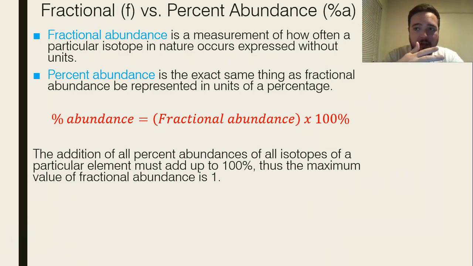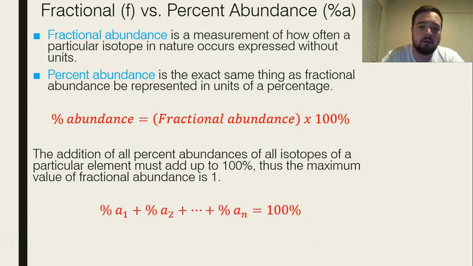So all the isotopes of one particular element, whether it has 2 isotopes or 12 isotopes, the percentage of each of those isotopes present on planet Earth have to add up to 100%. Thus, if you convert back to fractional abundance, the highest fractional abundance you can have is 1. Another way to think of it: the percent abundance of one isotope plus the percent abundance of a second isotope plus the percent abundance of whatever last isotope there is should equal 100%. Same thing with the fractional abundance: the fractional abundance of one isotope plus the second plus the last isotope should equal 1.